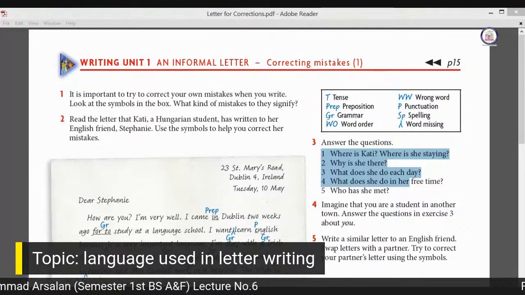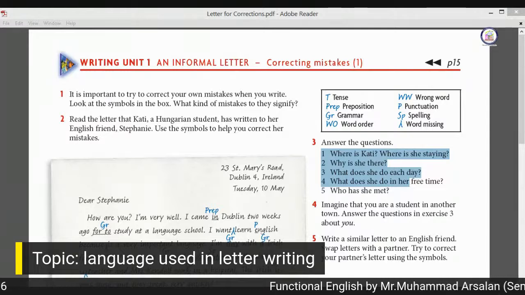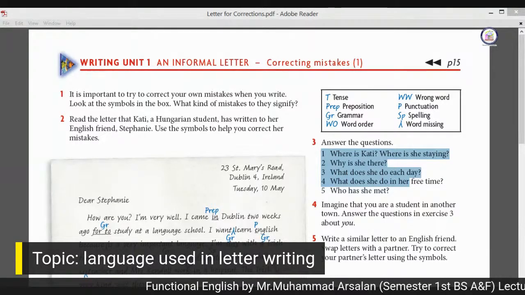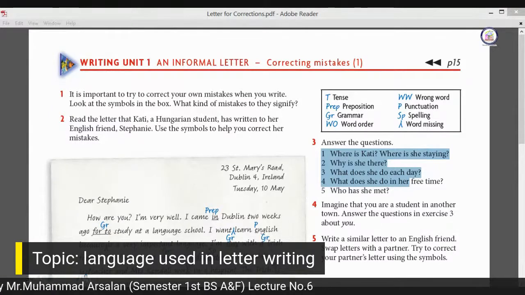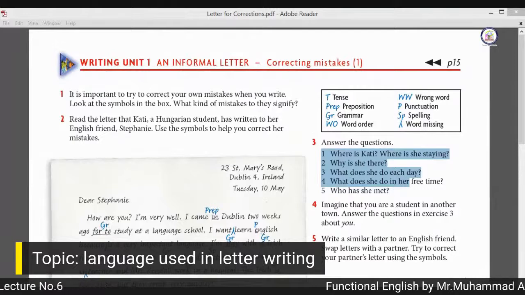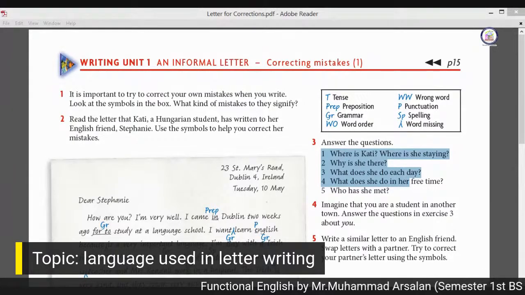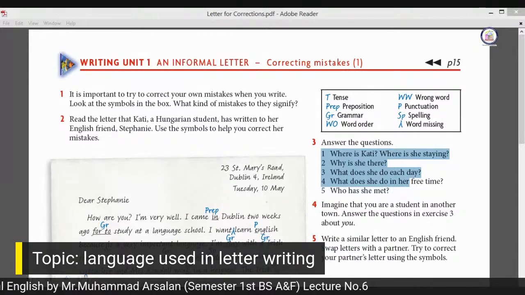The semi-formal letters usually are letters which are written in formal situations but by informal people. For example, the semi-formal letter comes from a customer to the company. So the company will maintain the formality, but the customer can be informal, can be casual. It doesn't make any difference.